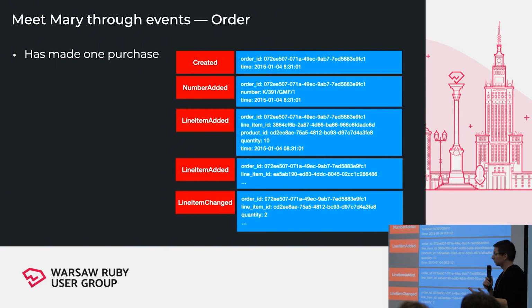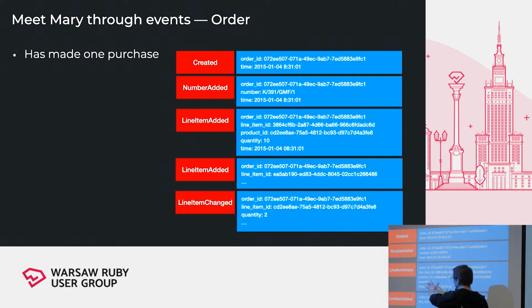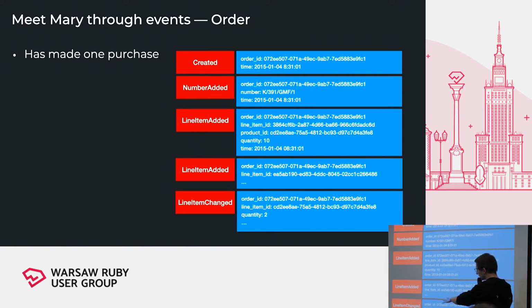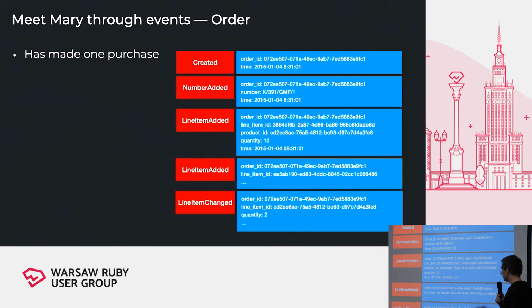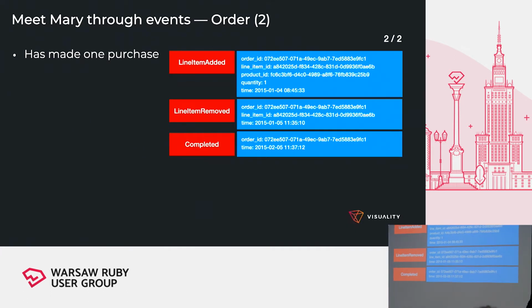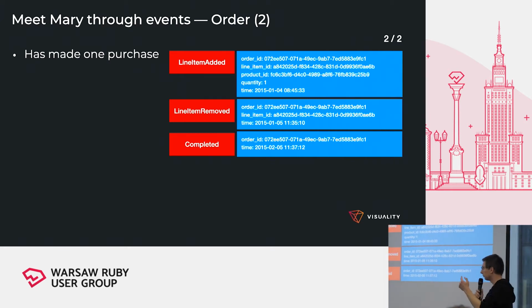She's made that order that we remember. It has been created. Some number was generated for it. She has added a line item, another line item. She has changed the quantity, apparently. But what else? She has added one more item. She has been thinking for a day about it, then she has removed it and completed the order. It's the same order that we looked at before, but now we have a bit more information.